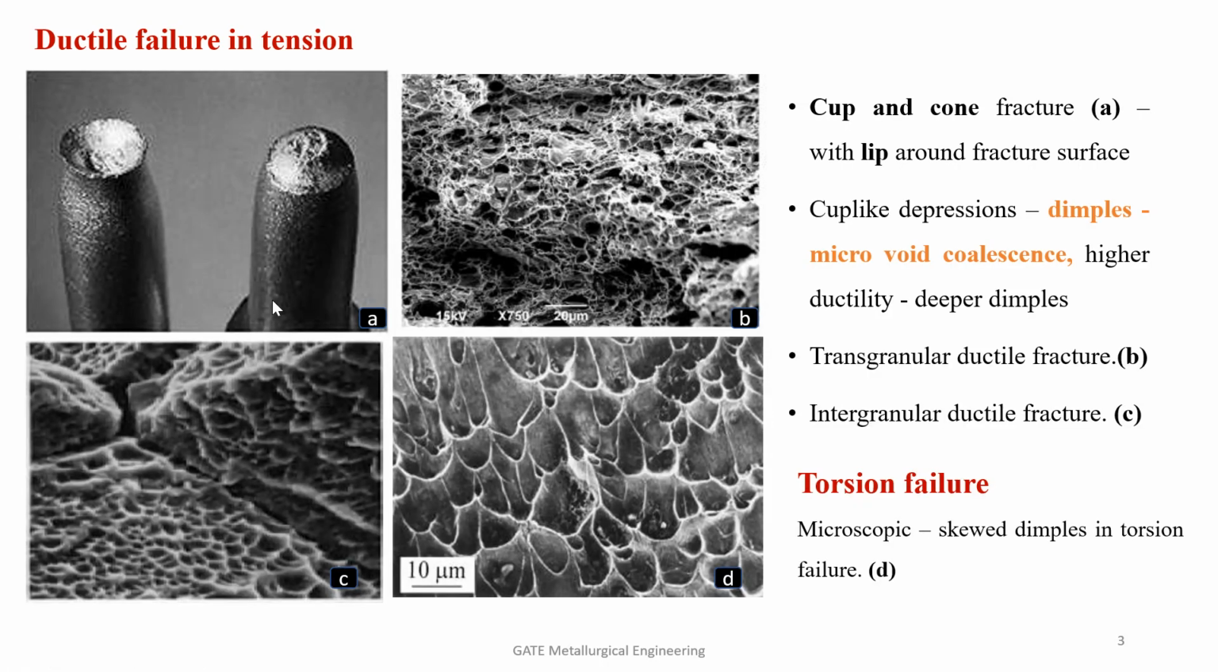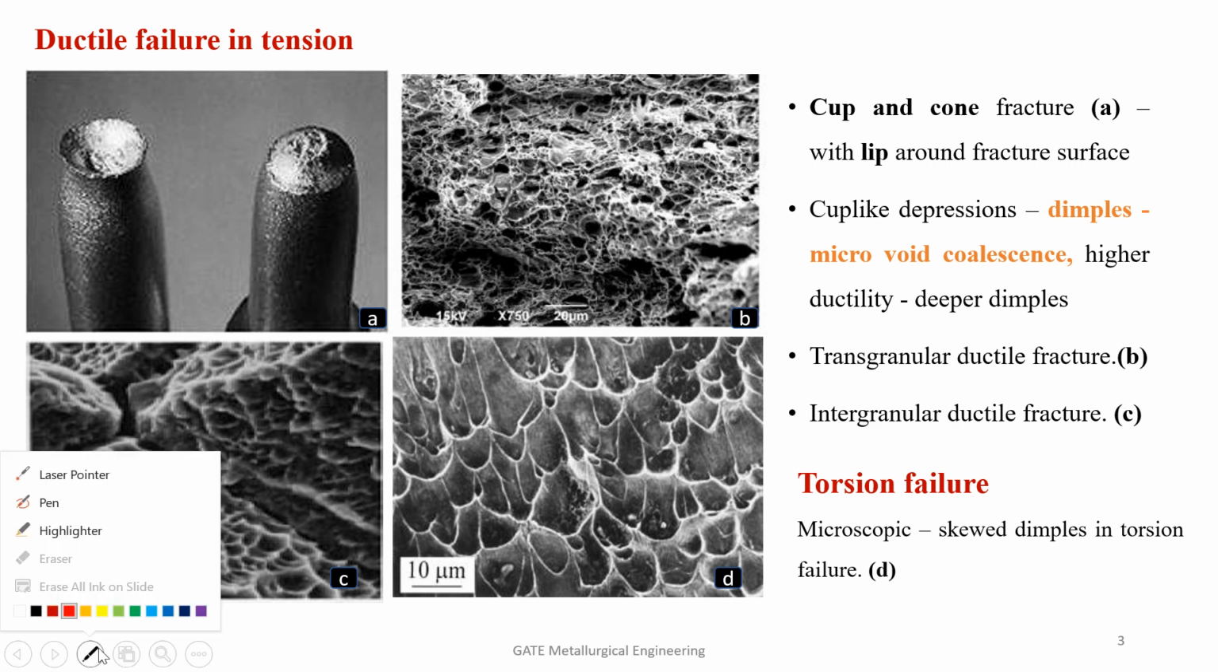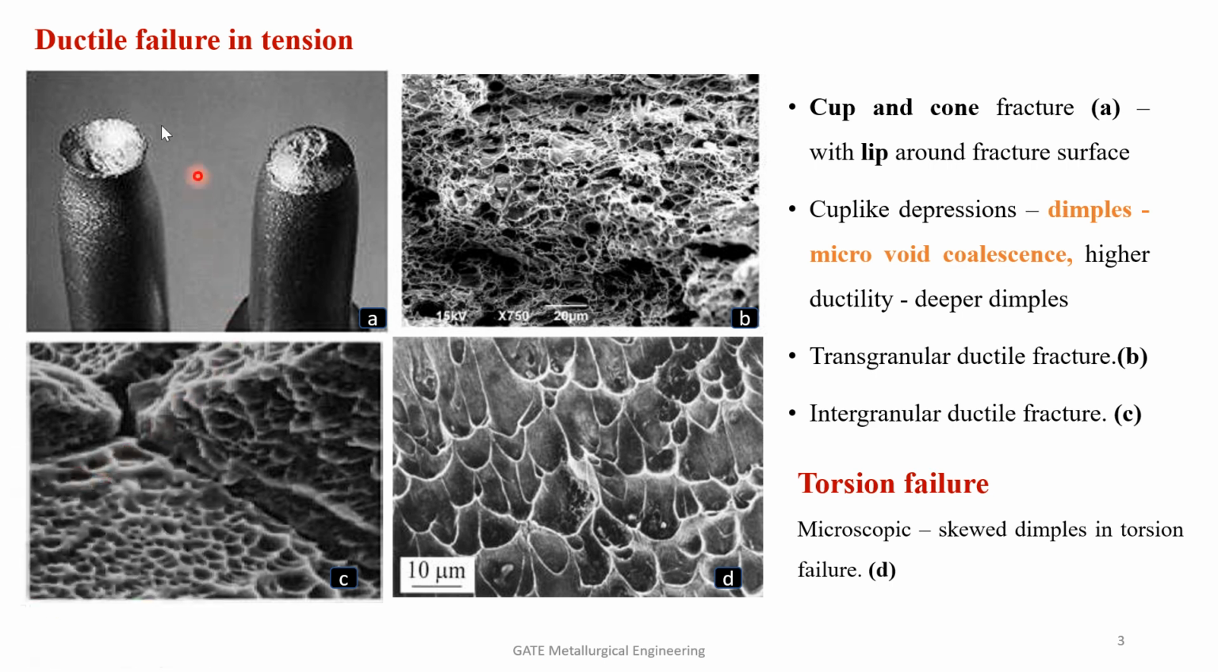So first is ductile fracture in tension. The specimen is ductile, something like steel or copper you can imagine, and the material is being pulled. And on pulling, what will happen? Eventually, it will break. And if you see a ductile specimen broken, we will see that it has a cup and cone like pattern. So this is the lip part of the cup and cone.